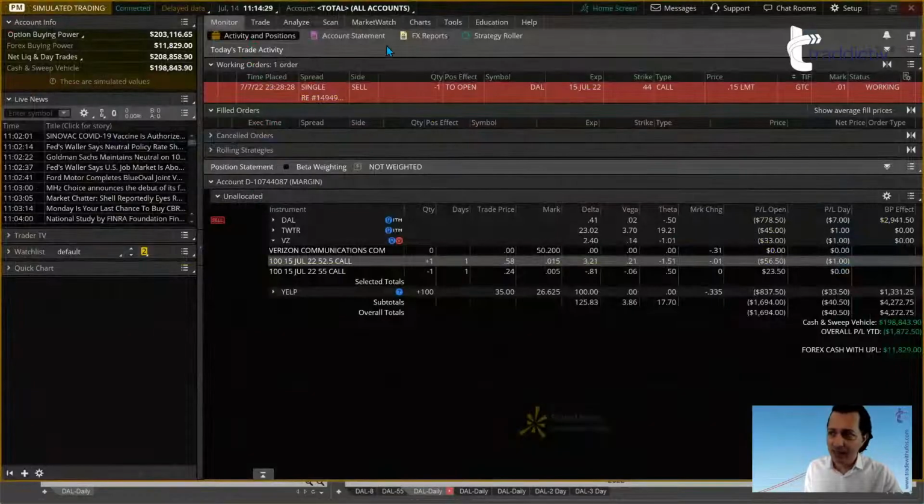46 would have implied that we got filled on the 44 call, which we never did. It is trading at 1 cent. It's not going to happen. Okay, so this will expire tomorrow because the 15th of July is tomorrow.